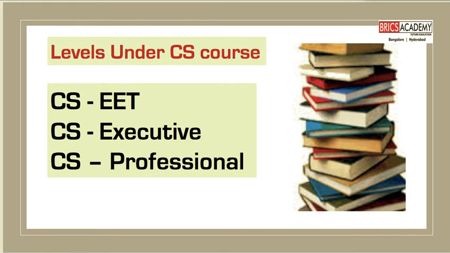Levels under the CS course. The first level, as per the new structure, is the Company Secretary Executive Entrance Test. Then the second level, once you get qualified in the Executive Entrance Test, you will be studying the Company Secretary Executive course. At CS Entrance Test, you have 4 subjects. At CS Executive level, you have 8 subjects. And at CS Professional, you have 3 modules of 3 subjects each, that is 9 papers.